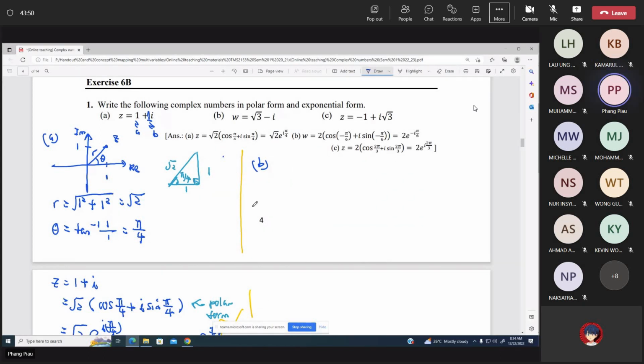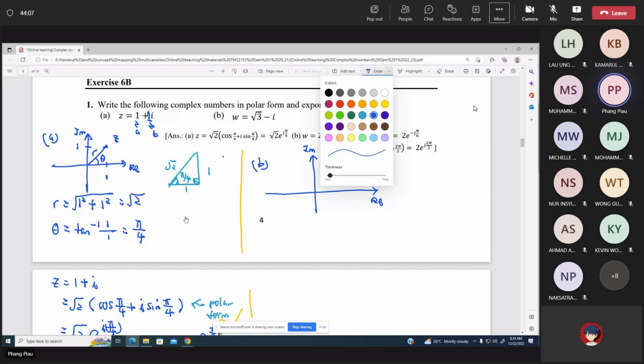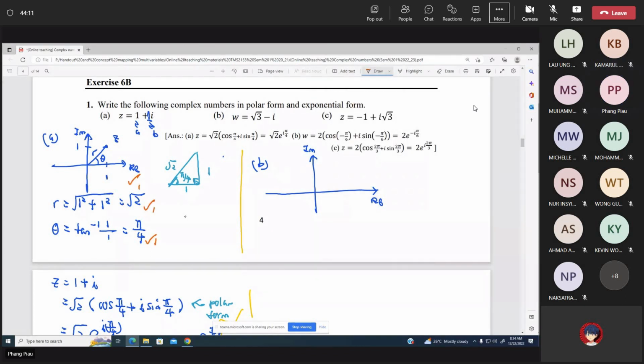So what we need to do here for this W, you need to again sketch the Argand diagram. This is your imaginary and this is real. You sketch this one because there is a mark for this. Usually I will give you 1 mark here, 1 mark here, and 1 mark here, then everything correct is 1 mark. This is 1 mark. So 5 marks.